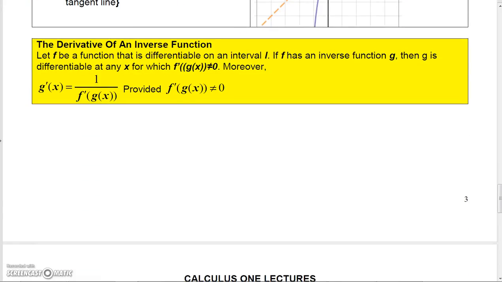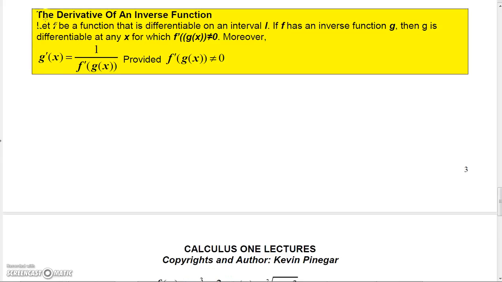Okay, now this theorem is going to be used a little bit later. Basically it says: let f be a function that's differentiable on an interval I. If f has an inverse function g, then g is differentiable at any x for which f prime of g of x is not 0. Moreover, the derivative of g is 1 over the derivative of f evaluated at g of x, as long as that derivative evaluated at g of x is not 0.